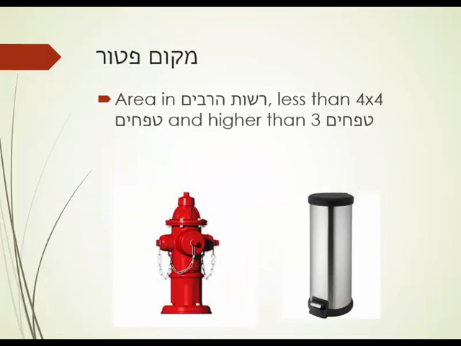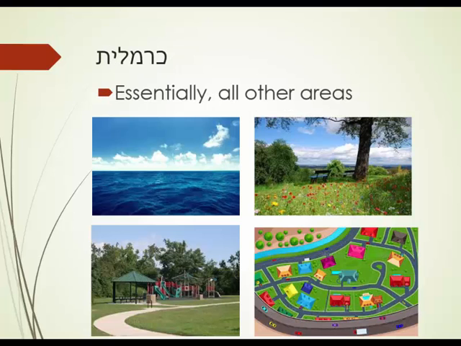Okay, third is a Makom Petur, which is an exempt area, which is any area in the Reshut HaRabim which is less than 4 by 4 tefachim in terms of area. Right, so it has to be very narrow, and it's higher than 3 tefachim. Once it's higher than 3 tefachim, it's no longer considered part of the Reshut HaRabim. It's able to establish its own domain, and therefore, on top of that narrow garbage can or on top of the fire hydrant would be a Makom Petur.